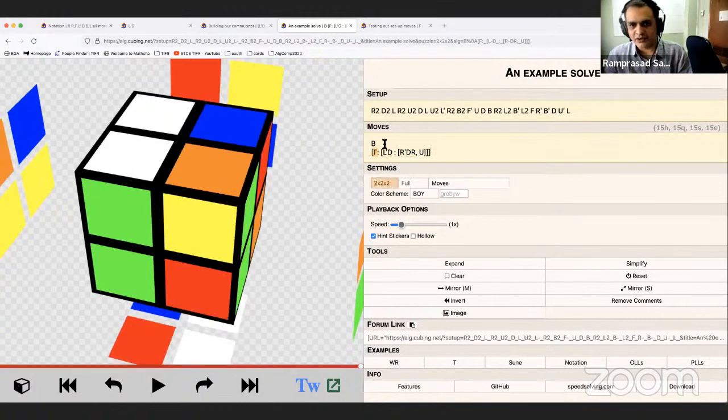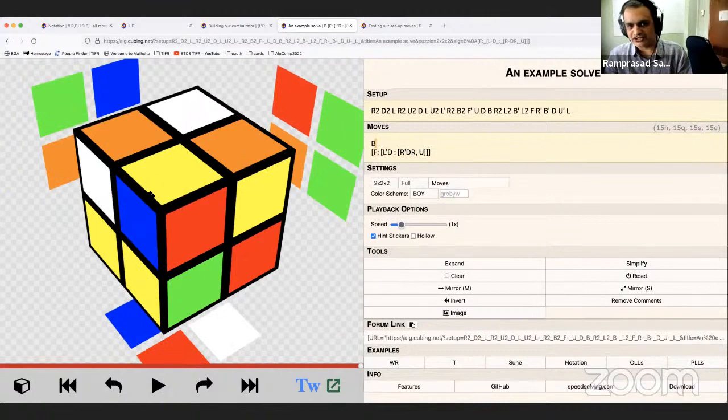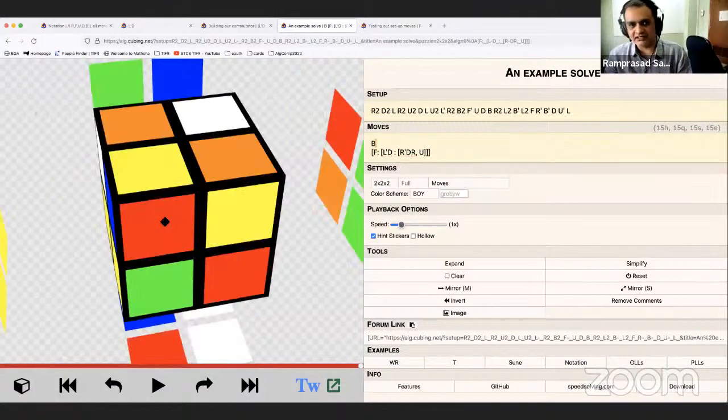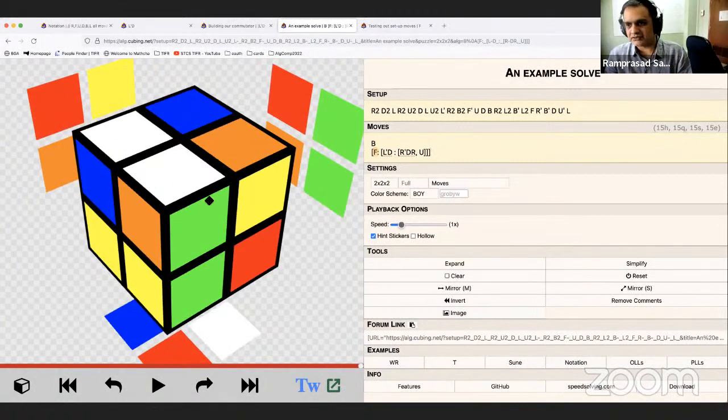So let's just see what happened prior to that. This piece was not solved. Some other thing was there. But after we apply the sequence of moves, suddenly this piece is now solved.